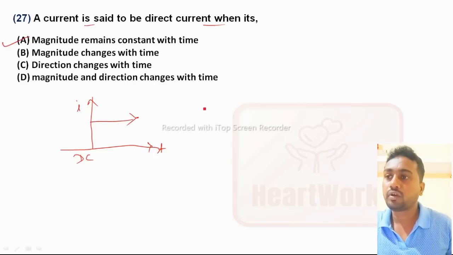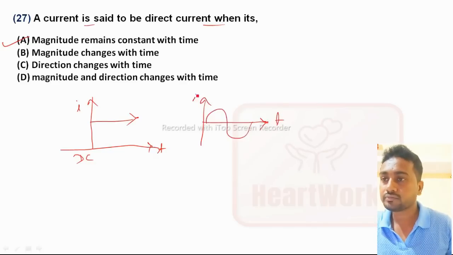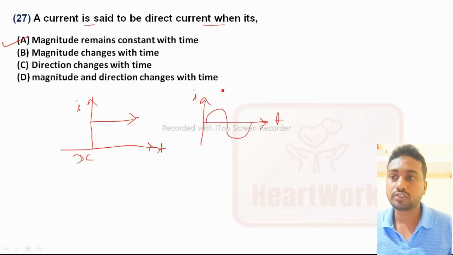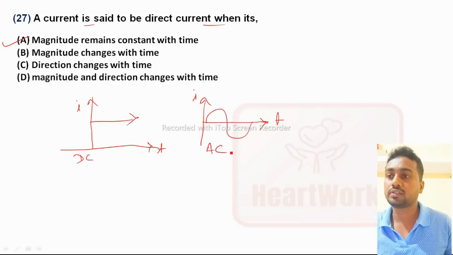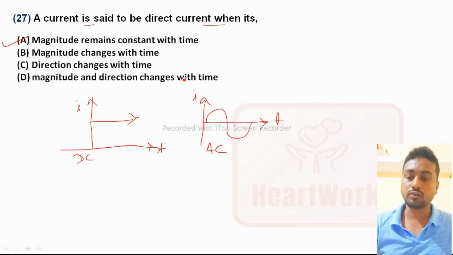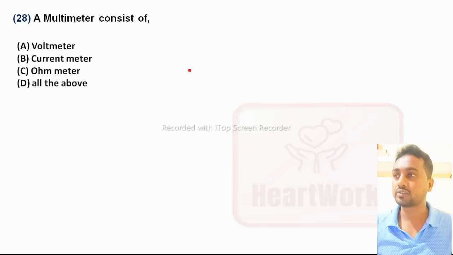Option A. If we talk about alternating current, the AC signal, then in an AC signal, magnitude and direction change with time. Okay, this is about the AC signal. So here the answer is option A: magnitude remains constant with time in a direct current.